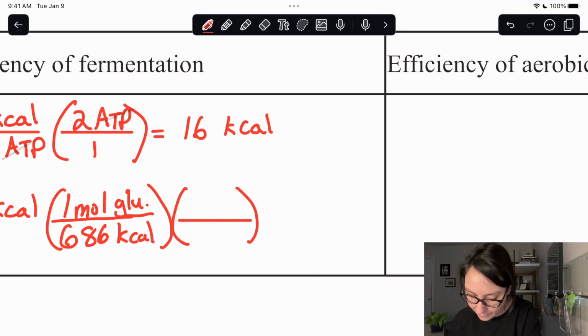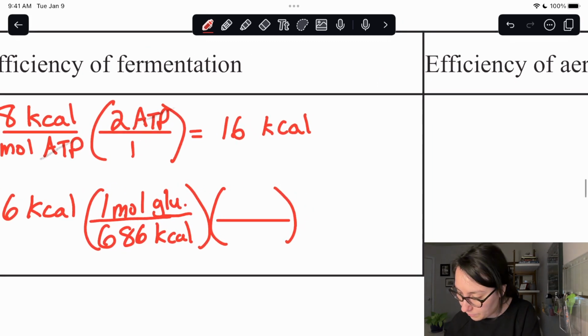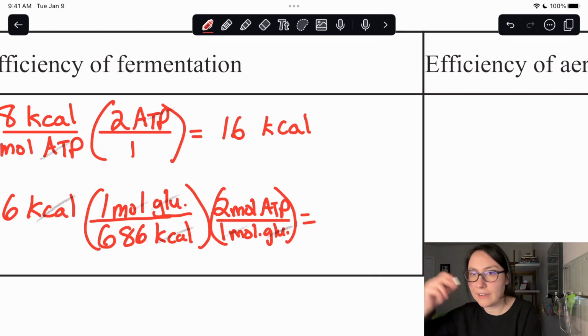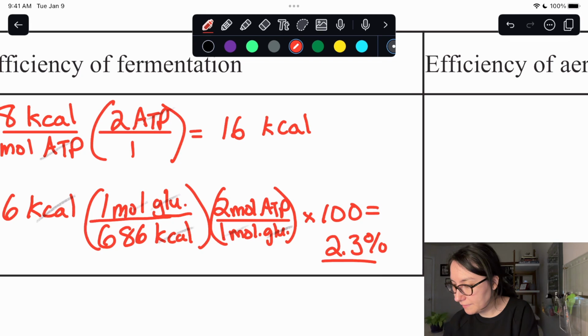And then what you're going to say up here is that for every 1 mole glucose, you're going to have about 2 mole ATP. And again, if you're wondering why, it's because mole glucose, calorie. That's how it cancels out. And that will give you an answer, which you'll then times it by 100 to then give you their final answer of 2.3%. Lots of math. I know.